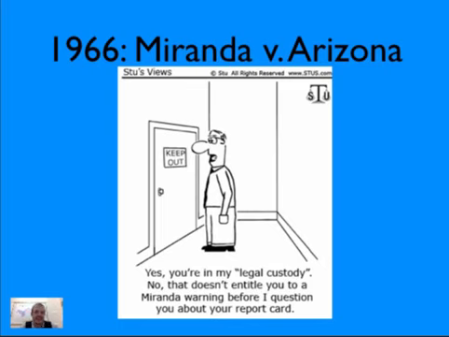In 1966, in Miranda versus Arizona, the rights of the accused are expanded to include no interrogation and no confession from a suspect without an attorney present. And if a suspect confesses to a crime, says something in an interrogation without being informed of their right to have an attorney present, then that can be thrown out in court.